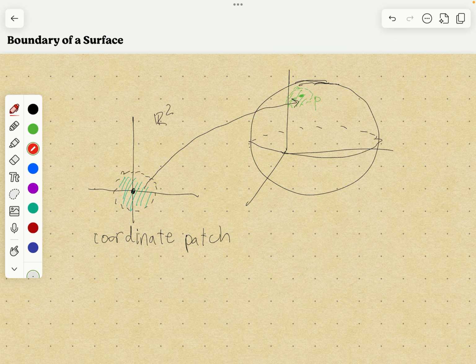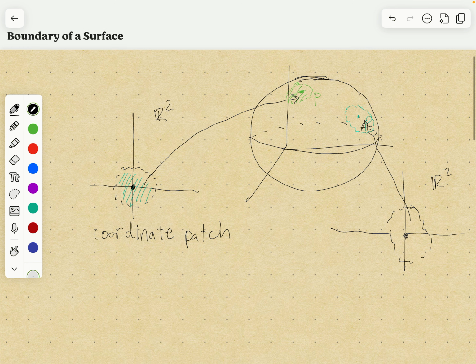And basically what a surface is, it's something that's covered by coordinate patches. So if you have any point on the sphere, there's some way to take an open set, let's say containing the origin, that will map onto a patch of the sphere. And you can cover the whole sphere by these patches. And that's basically what a surface is defined to be.